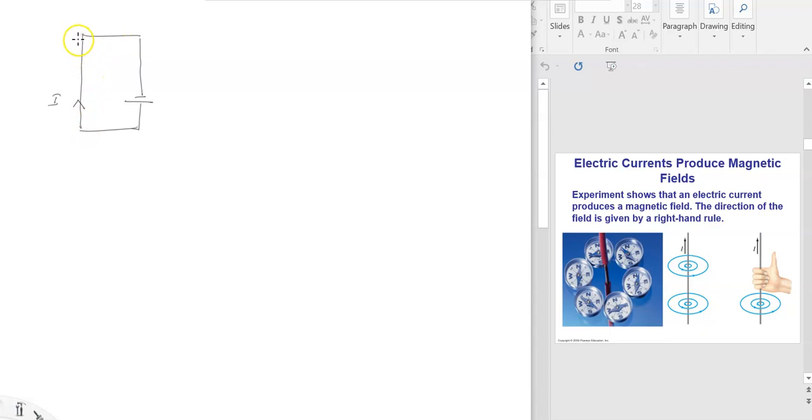Current is motion of charged particles, moving charges. Now this wire can become a magnet. It will be a temporary magnet. It will be an electromagnet, the magnet created by electricity. That's an electromagnet.